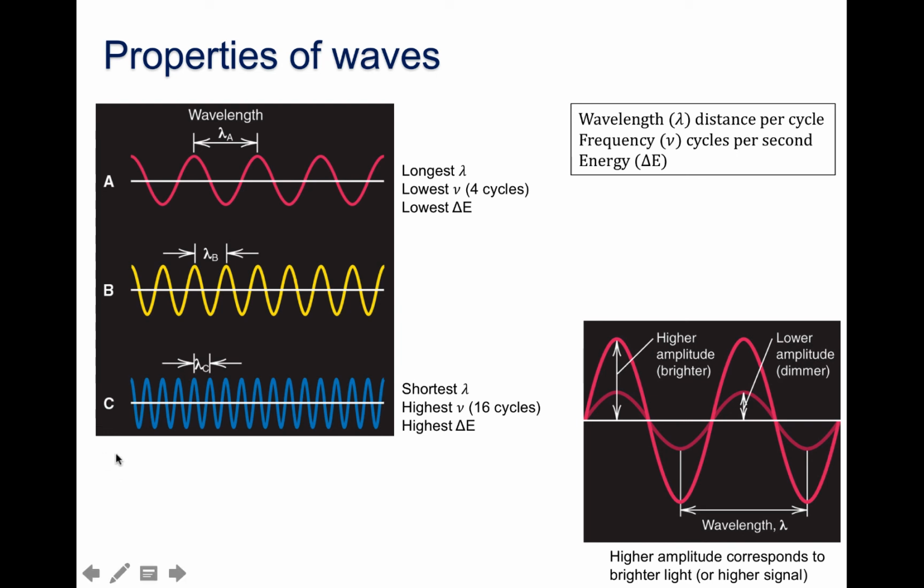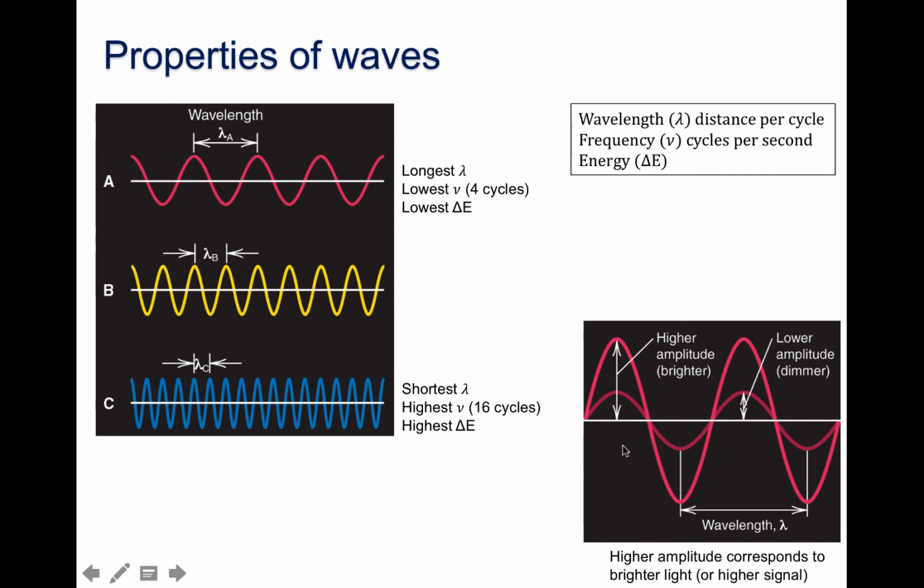If we go down to wave C, we can see that this wave has the shortest wavelength, so the smallest distance between the successive peaks. And if you count the number of cycles in the same amount of time, this has the highest frequency. There are 16 cycles in the same amount of time. And because it has the highest frequency, it also has the highest energy.